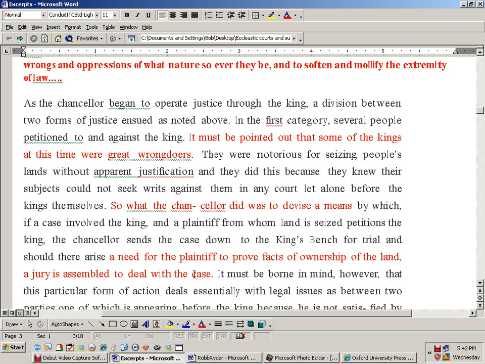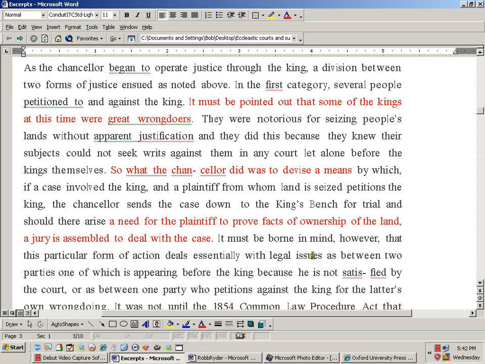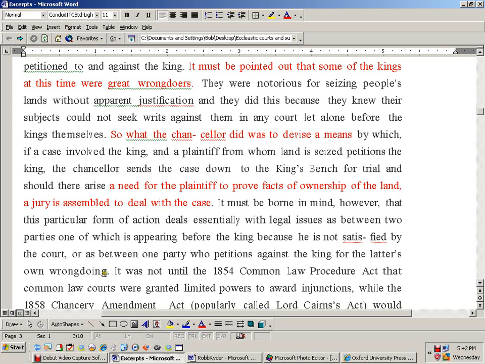It must be borne in mind, however, that this particular form of action deals essentially with legal issues, as between two parties, one of which is appearing before the king because he is not satisfied by the court, or as between one party who petitions against the king for the latter's own wrongdoing. Sounds like a plea of the crown.